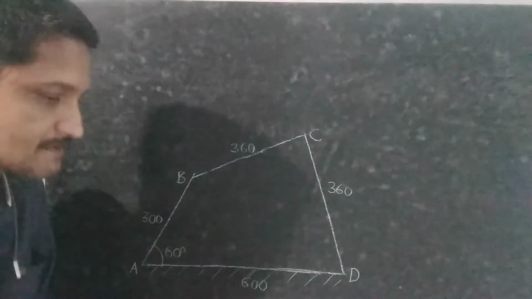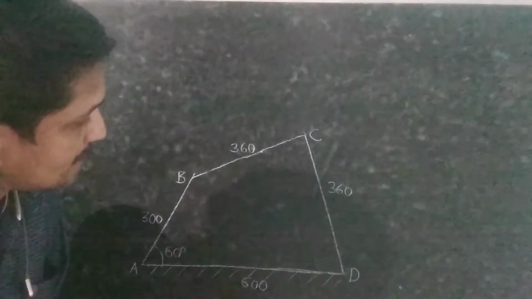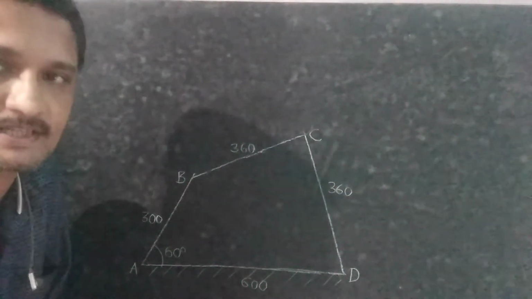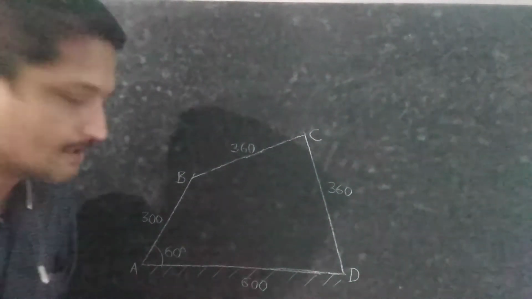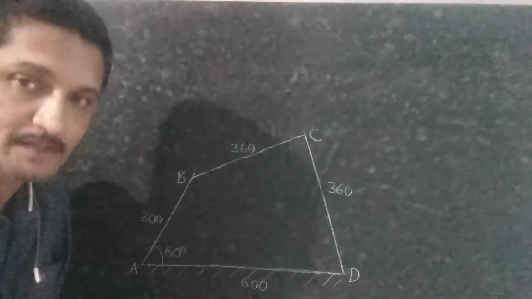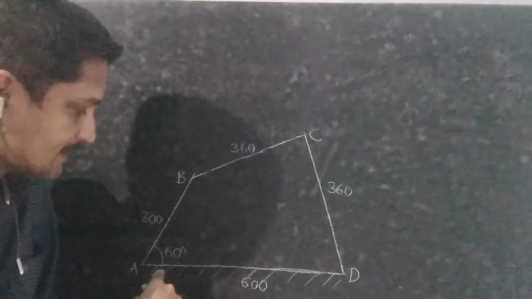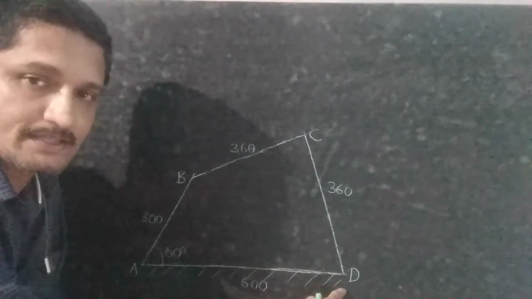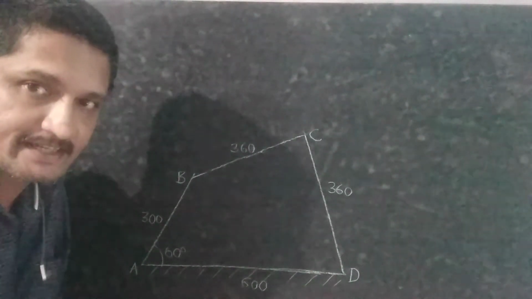Okay, after this, first find out the permanent instantaneous centers. First, we have to find out the permanent instantaneous centers and fixed instantaneous center. Here, point A and point D both are fixed points. That means AD is a fixed link. Then point A and D are known as fixed instantaneous centers.